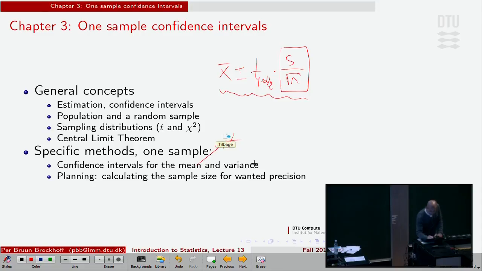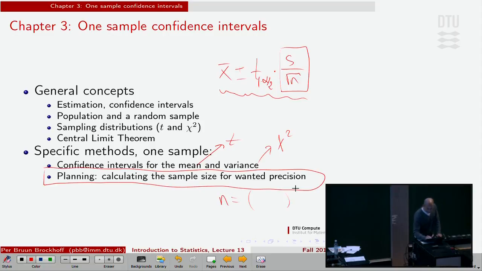The mean was the t-distribution, the variance was the chi-square distribution. And then we could also see that we could turn the confidence interval for the mean around and find some kind of formula for the n. I'm not giving you the formula, it looks something like that, with the wanted margin of error and then the percentile, quantile of the normal distribution. It's an approximation, and then you can find out what the needed sample size would be to achieve the right confidence interval width.